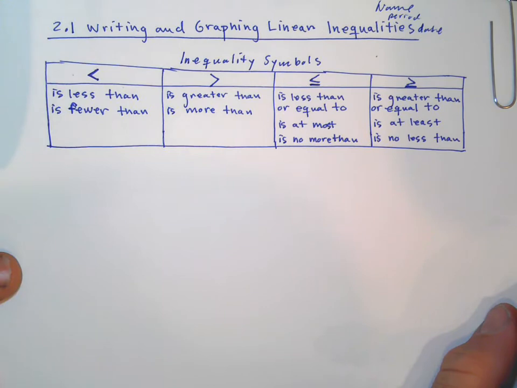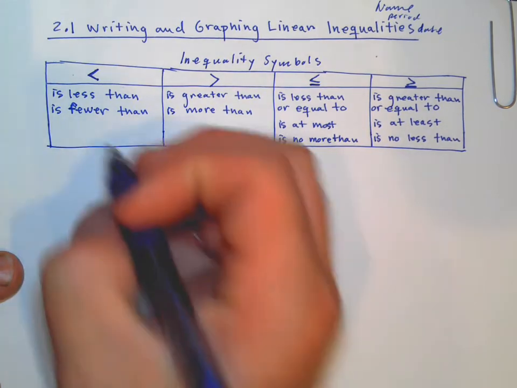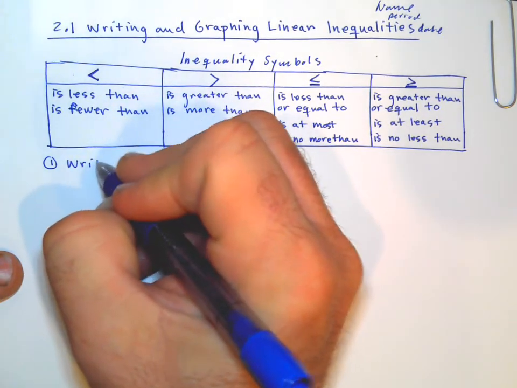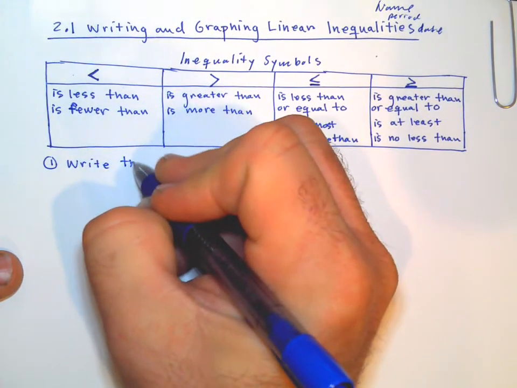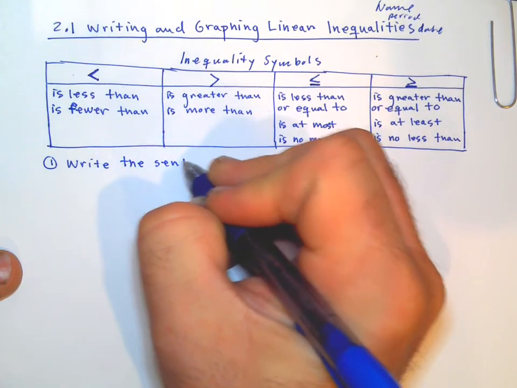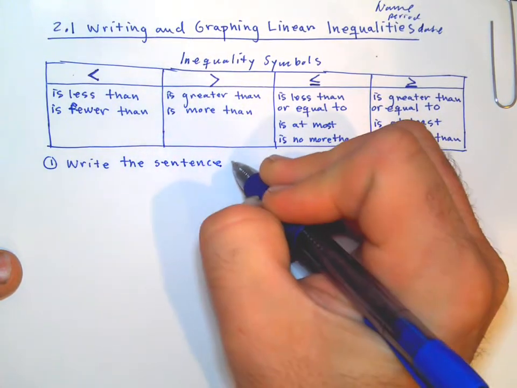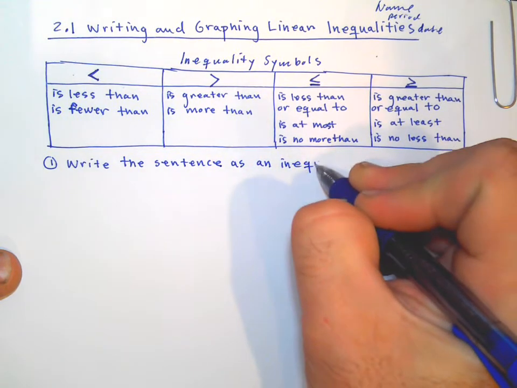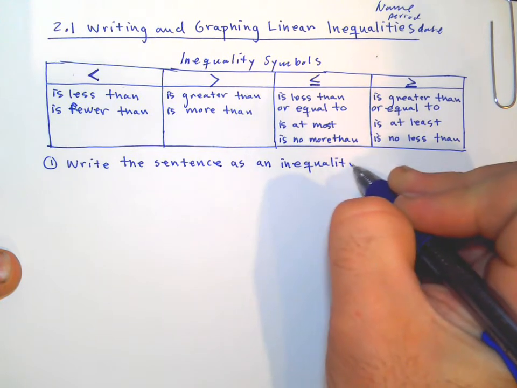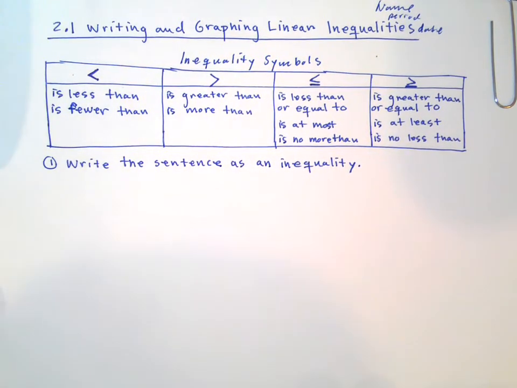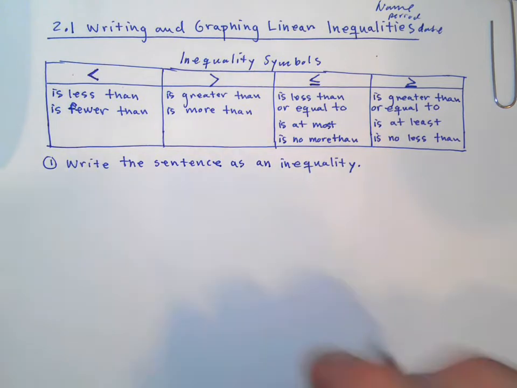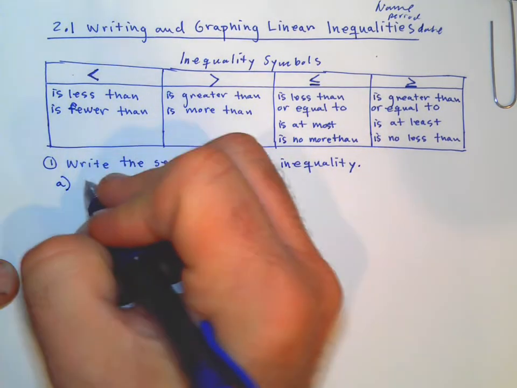So let's do a few examples here. Number one, the directions, which you should write down here, would say something like, write the sentence as an inequality. Write the sentence as an inequality. Now, at any point, like I said, pause the video, finish writing this down. One of the benefits of distance learning. All right, so we're going to do a few different examples.